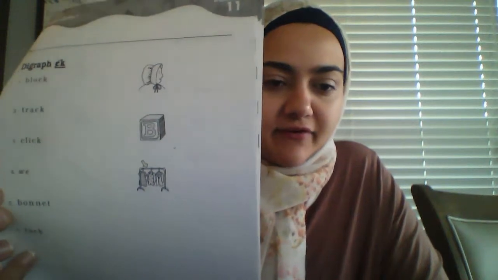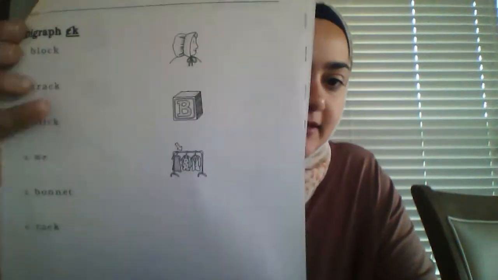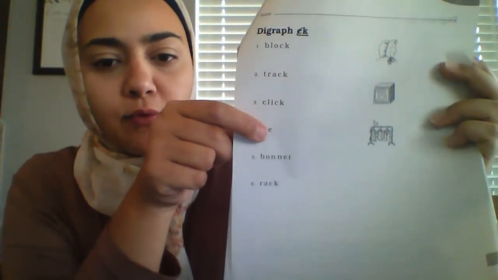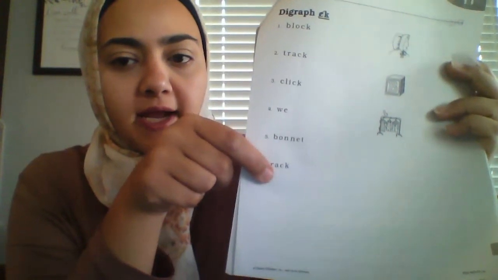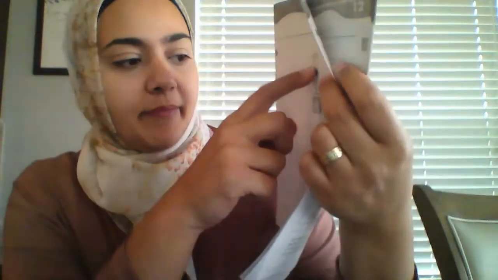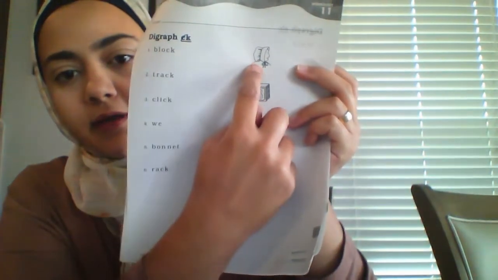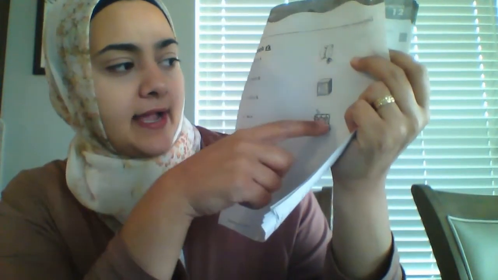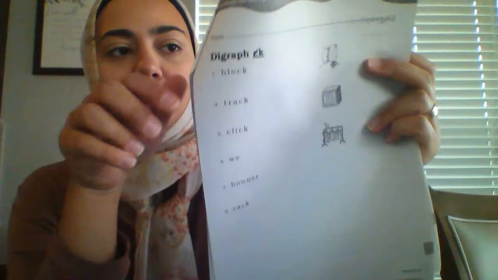Okay, so what you're going to work on today is coding the words on worksheet 11. So you're going to do worksheet 11 front and back, and you're going to take a picture of it and turn it in to me. So front and back. This is the front. The words on here, let's read them together. Block, track, click, we, bonnet, rack. And then you're going to match them with the right picture. This is a bonnet, by the way. This thing that she has on her head, they call it a bonnet. And then rack and block. Those should be easy. You should know what those are.